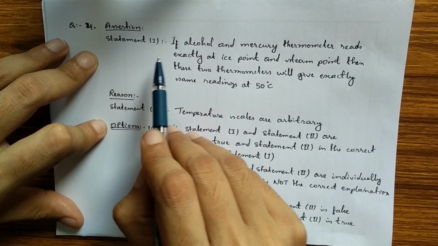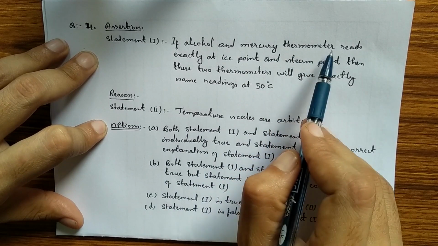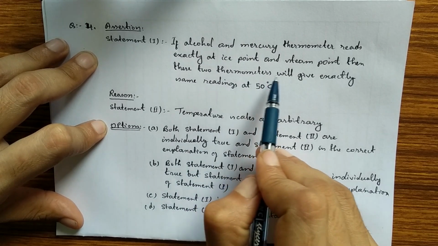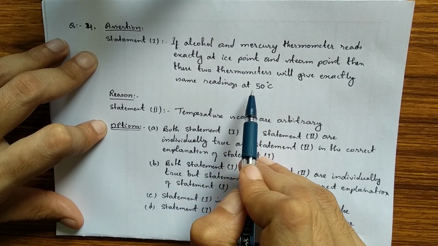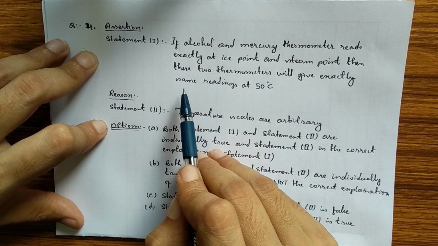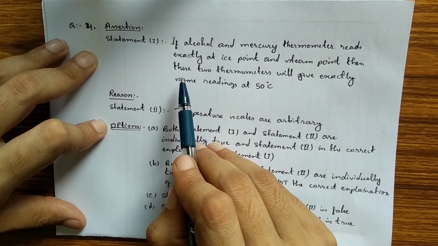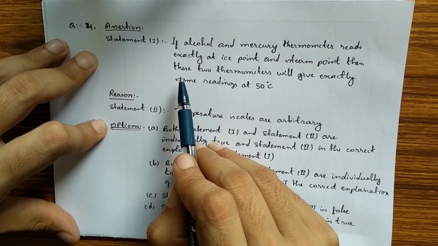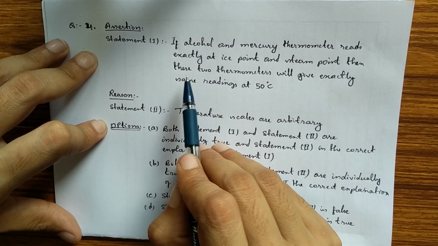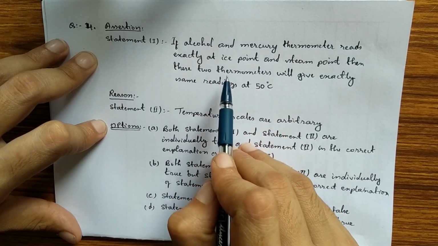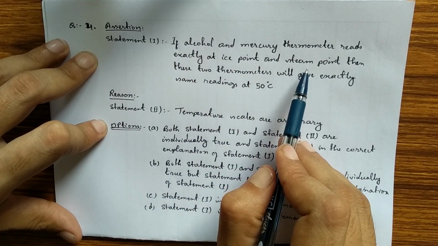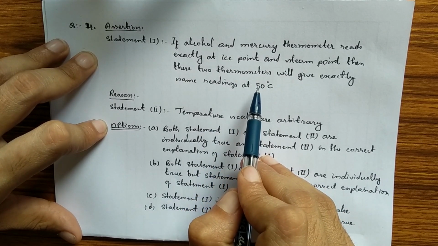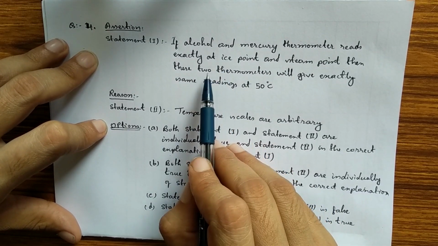Statement 1 is given: if alcohol and mercury thermometers read exactly at ice point and steam point, then these two thermometers will give exactly the same readings at 50 degrees centigrade. In the previous question we have seen that there were two thermometers that both agree at 2 points, but the readings at the third point were different. So we cannot say that if the two thermometers agree at ice point and steam point, they will give exactly the same reading at 50 degrees centigrade. So this statement is false.